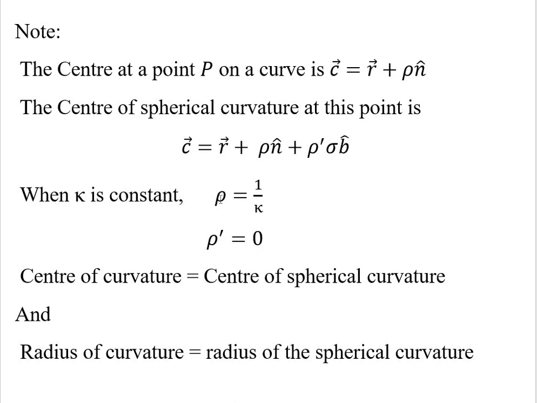When kappa is constant, we may write rho equal to 1 by kappa and rho dash equal to 0. From the above equation we conclude that the center of the curvature is equal to the center of the spherical curvature, and the radius of curvature is equal to the radius of the spherical curvature. Thank you.